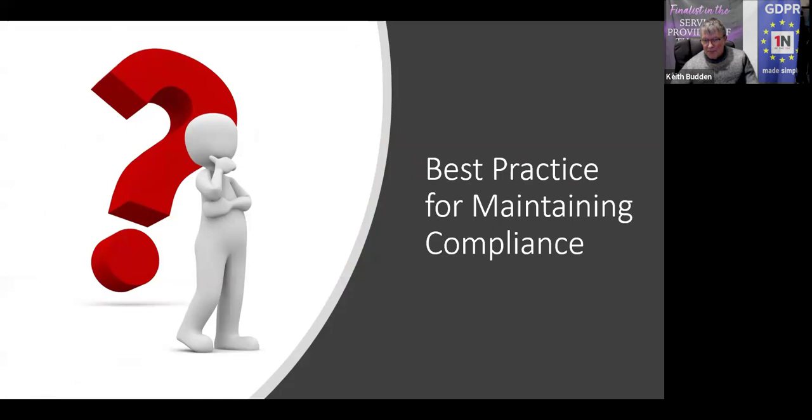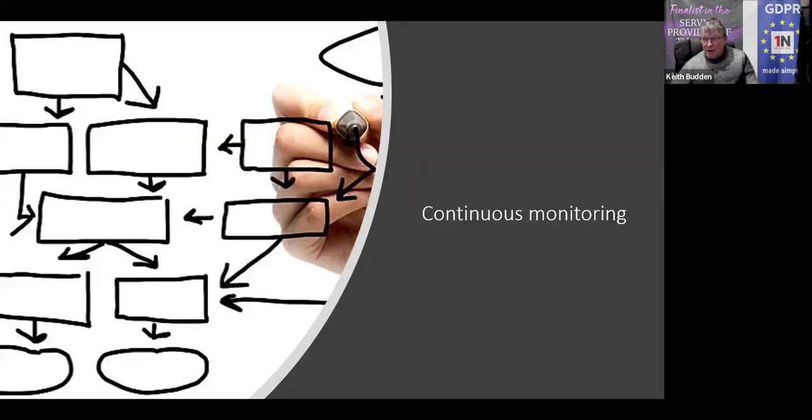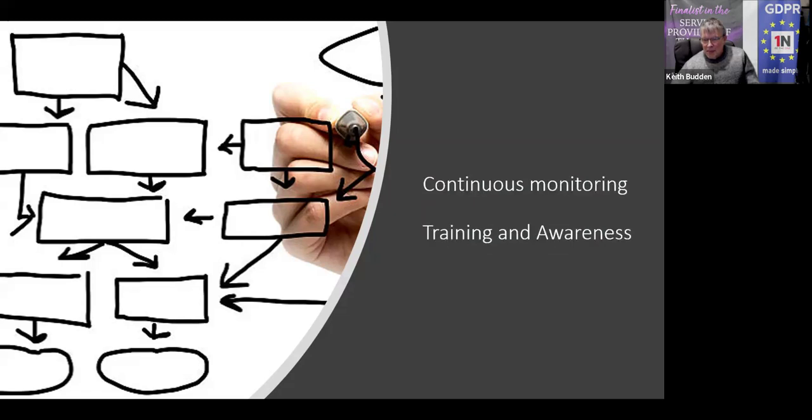So what's the best practice for maintaining compliance? The important thing is continuous monitoring. It's about making sure that these diagrams and this data that you have is being kept up to date. Because if it's out of date, really it's worse than not having it at all. It really is important that it's up to date. And that's about training and awareness, making sure that your employees have received GDPR training and that they're aware of the importance of the diagrams and why they should have them.